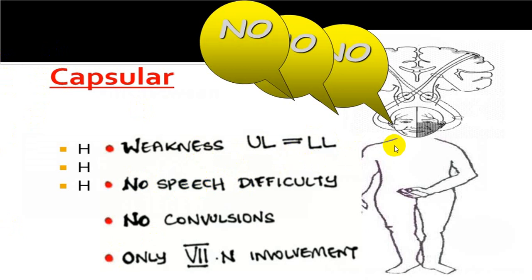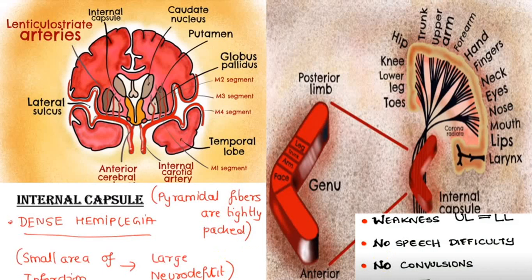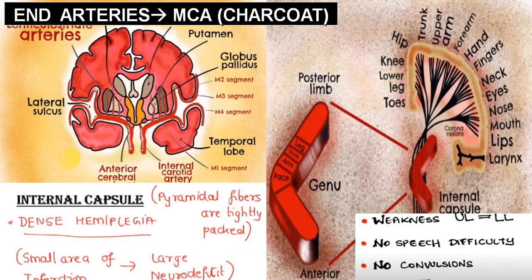But because of involvement of the facial, that is upper motor neuron facial, and 12th cranial nerve, you will have dysarthria, no convulsions, and only upper motor neuron 7th and upper motor neuron genioglossus involvement on the side of hemiplegia. So that will be very peculiar: dense hemiplegia with no aphasia but dysarthria, no convulsions. That is characteristic, and it is very frequently caused by a branch from what we call the MCA territory, we call it Charcot's artery, or penetrating artery, or lenticulostriate artery. These are the different names which are being given. So it is an end artery, a branch of MCA, also labeled as Charcot's artery.